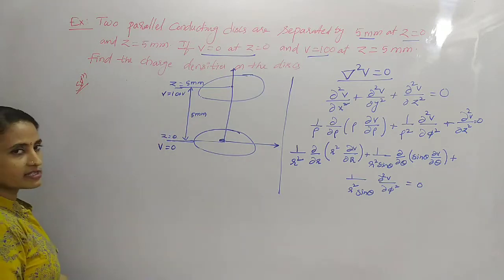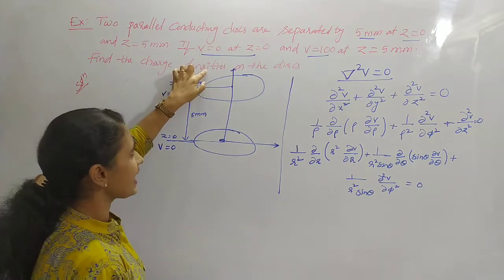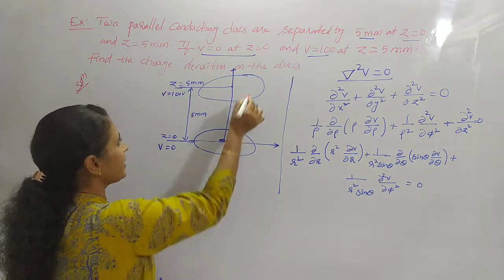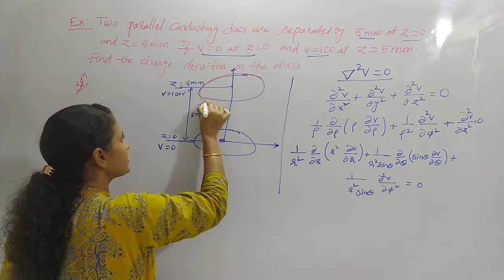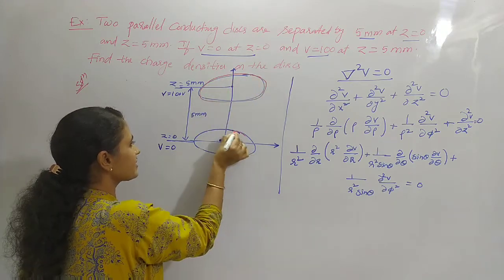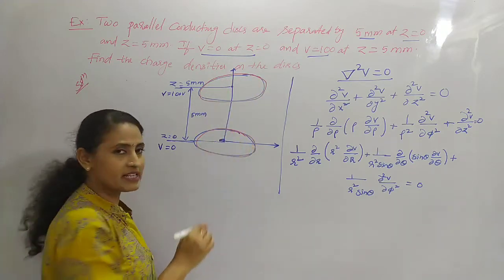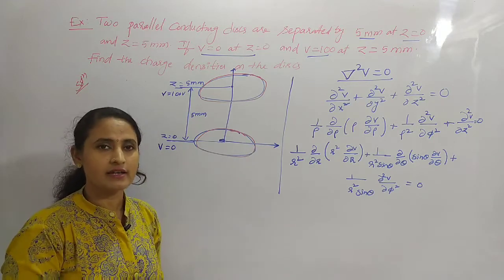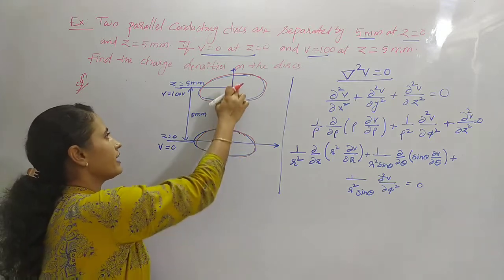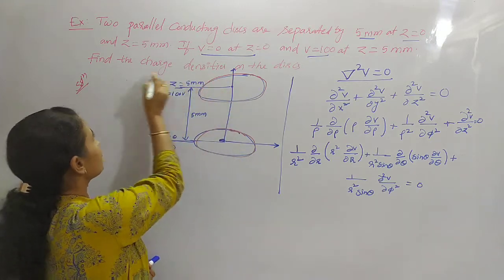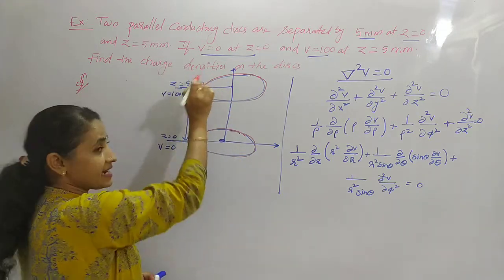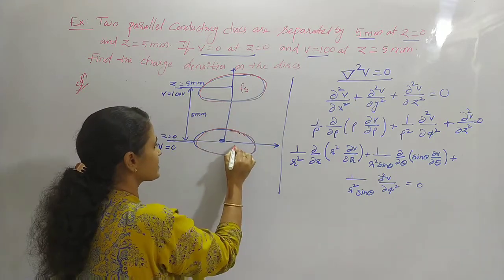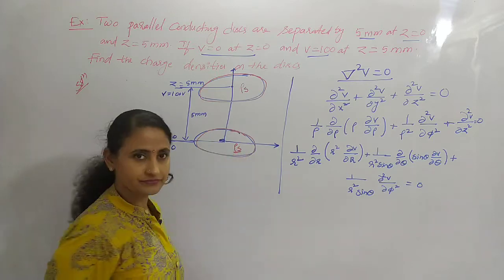So what are we supposed to find? Find the charge densities on these discs. What type of charge distribution does a disc have? Surface charge density. Both discs are there, so we are supposed to find the charge densities, rho s.